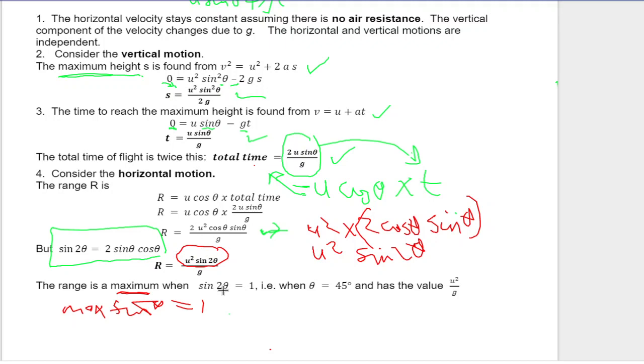So for a maximum range, the angle of launch is supposed to be 45 degrees. For a particular projectile or particular initial speed, the maximum range that is possible will be at 45 degrees, and your range will have a value of u squared over g.